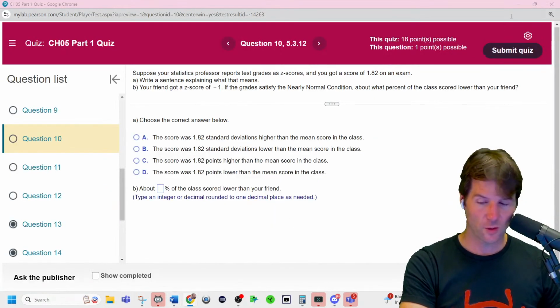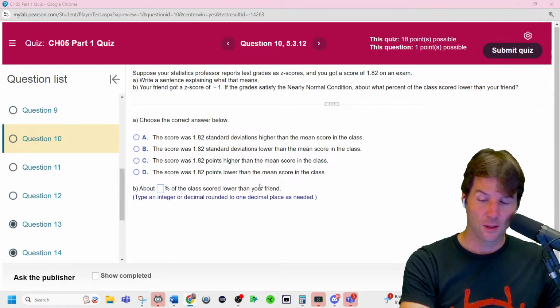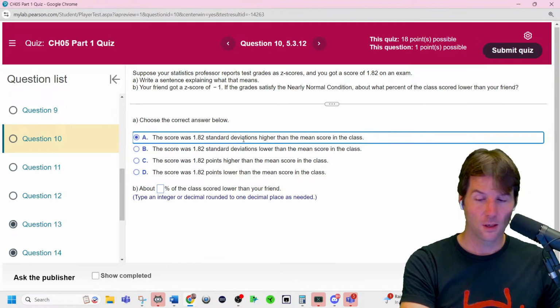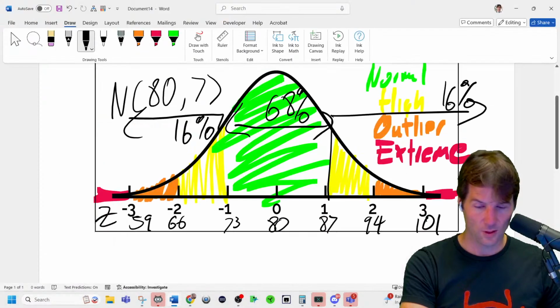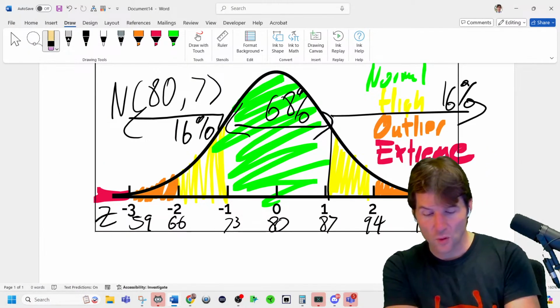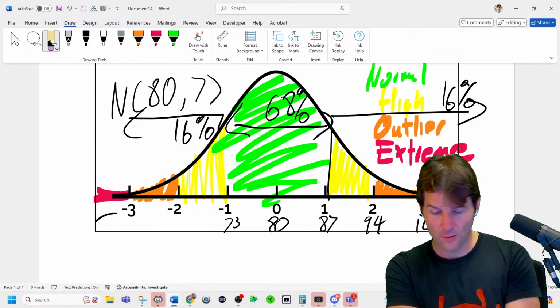So that goes back to our question here. What does this mean? The score was 1.82 standard deviations higher than the mean. Your friend got a z-score of -1. What percent of your class scored lower than your friend?